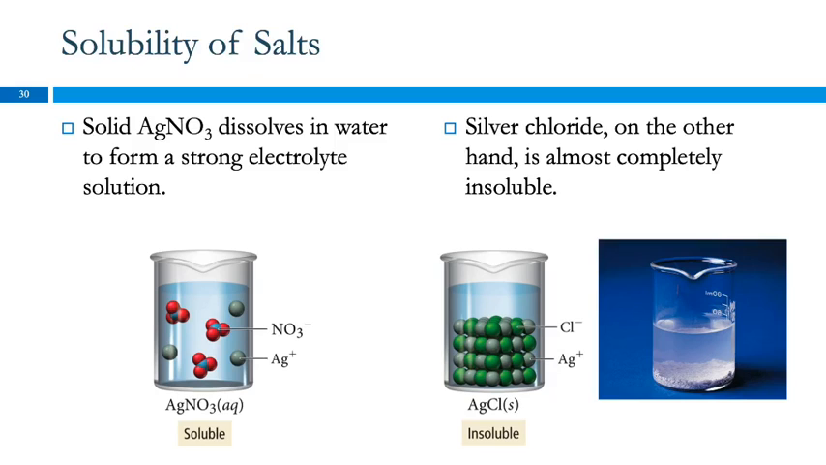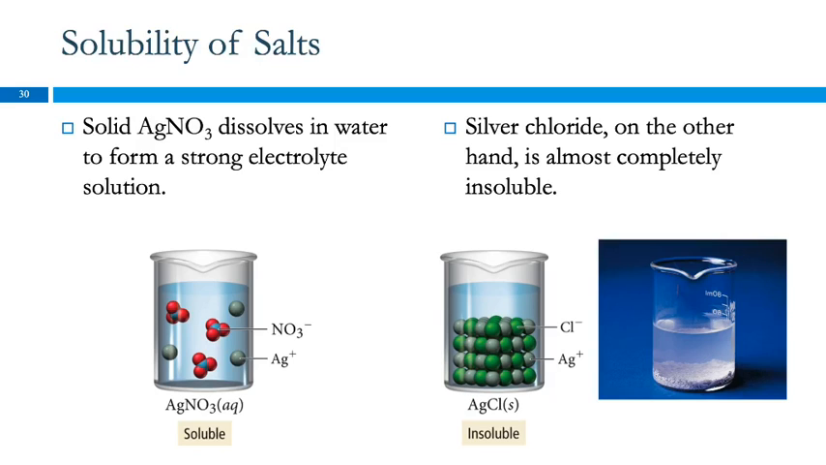Silver nitrate dissolves in water and forms an electrolyte solution. Put silver nitrate in here. This has a polyatomic ion. The silver ions and the nitrate ions separate from each other. You put silver chloride in solution, and it just sits there. It doesn't dissolve. A teeny tiny bit dissolves, but it's not worth thinking about.